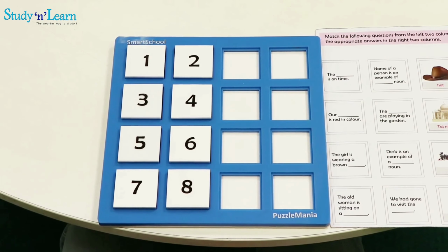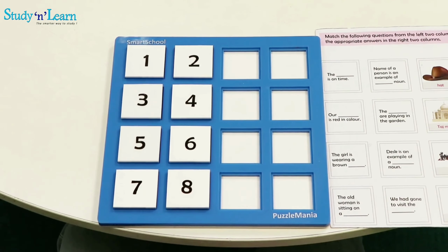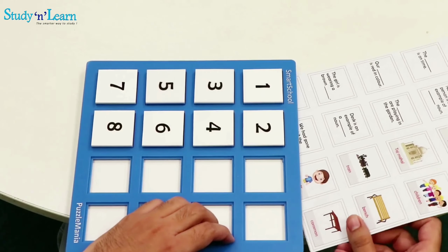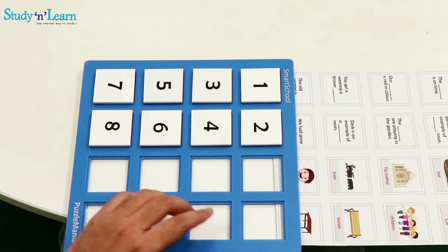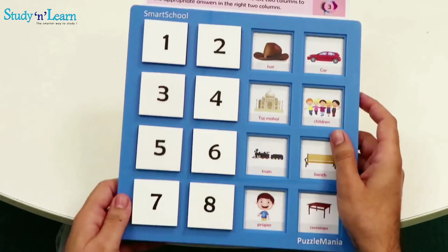So here we have got the second product of our combo, which is known as the Puzzlemania. And we are going to apply a similar approach to play this game as well, as we did for Scholar Box. So first we are going to place this sheet right here. And now the second step was just read the instructions.